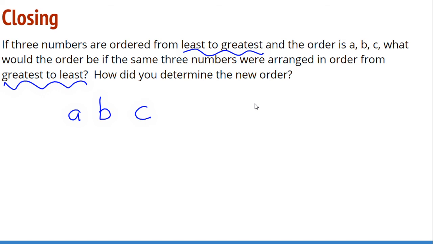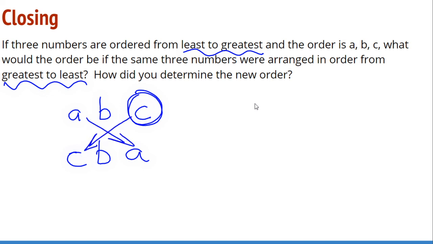If I flip them, C will now be the greatest, because it's greatest over here. B is still in the middle, and A is coming in as the least. So how many of you noticed with 3 numbers that they have swapped their spots to go from least to greatest to greatest to least? The middle number stayed the same. The 2 end numbers swapped locations.